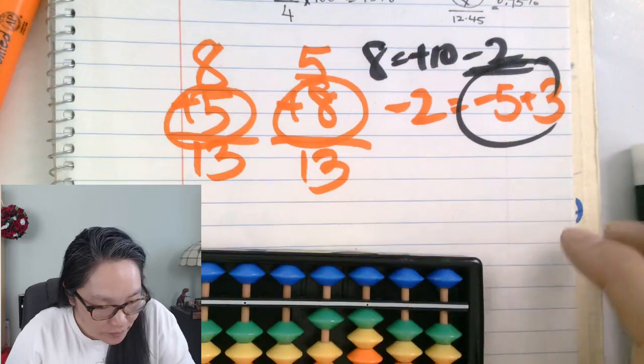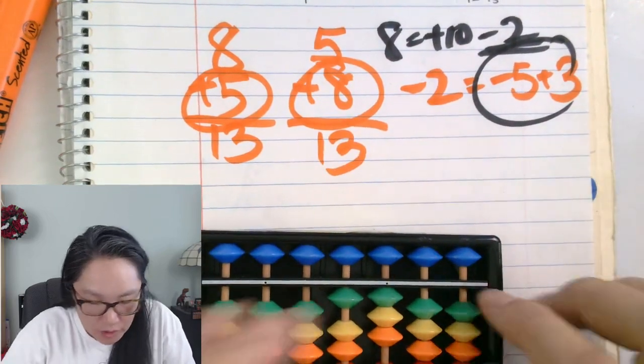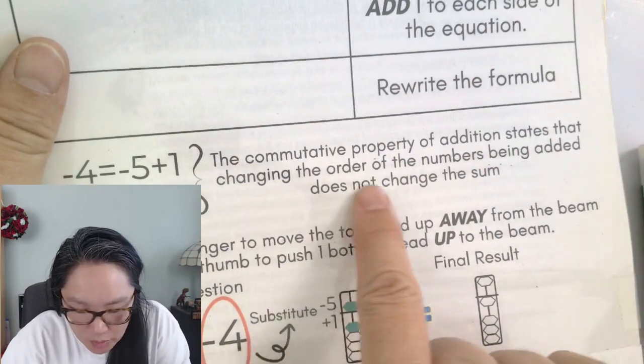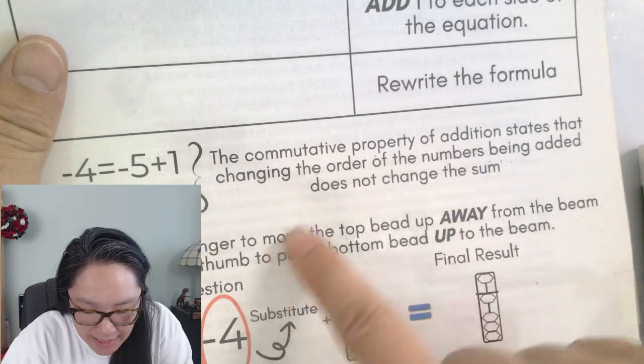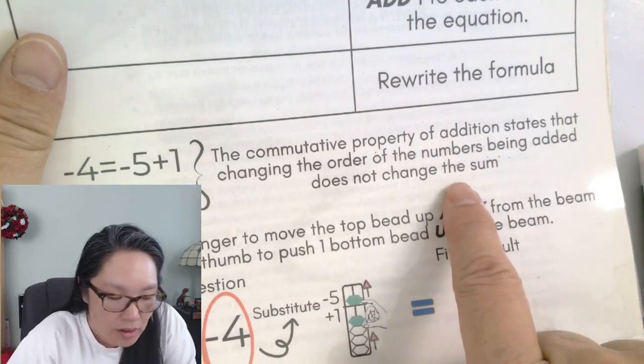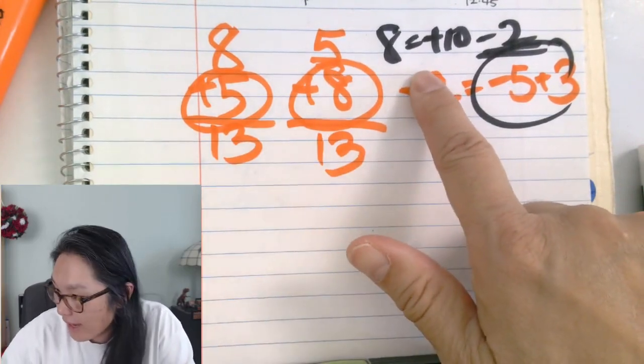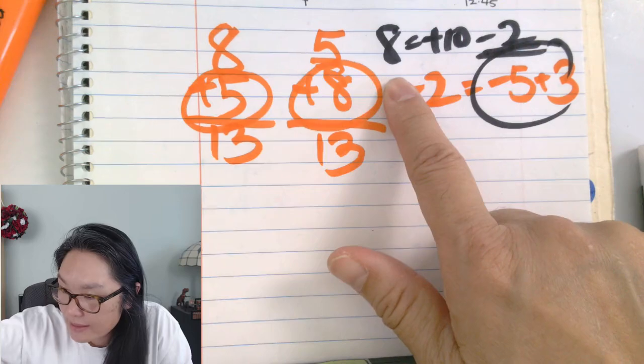Okay, so what is commutative property? Well, commutative property means that in addition, changing the order of the numbers being added doesn't change the sum. I'm like, that's a lot of words. All it really means is this. So if I have 8, right?